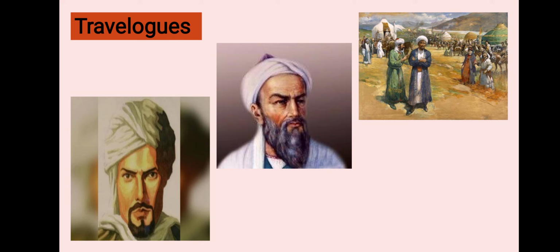Here, Al Biruni, Ibn Battuta, and Nicolo Manucci were very important travelers who visited India and wrote travelogues. From their books, we get information about medieval history. So this travelogue is an authentic as well as important source of history. Here the photos of these three travelers are shown to you in this picture. Who are they? Al Biruni, Ibn Battuta, and Nicolo Manucci. Okay.